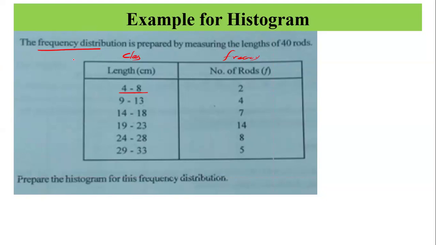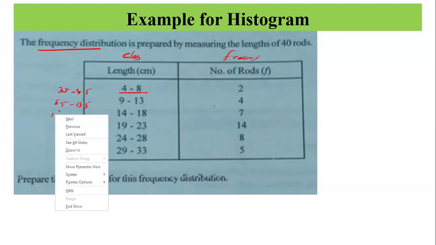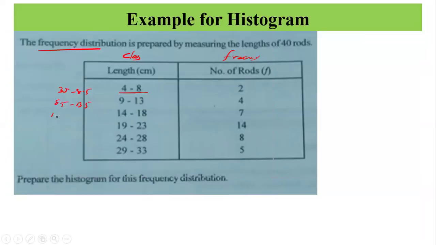This is the way I discussed in the last session, and I think you remember. So this is 3.5 to 8.5, and then 8.5 to 13.5. When concerned about 14 to 18, how much? 13.5 to 18.5, right? Actually, we discussed these things before.